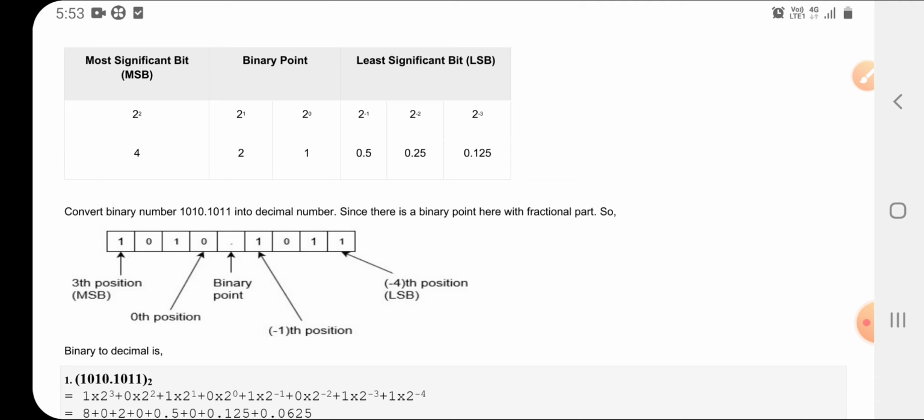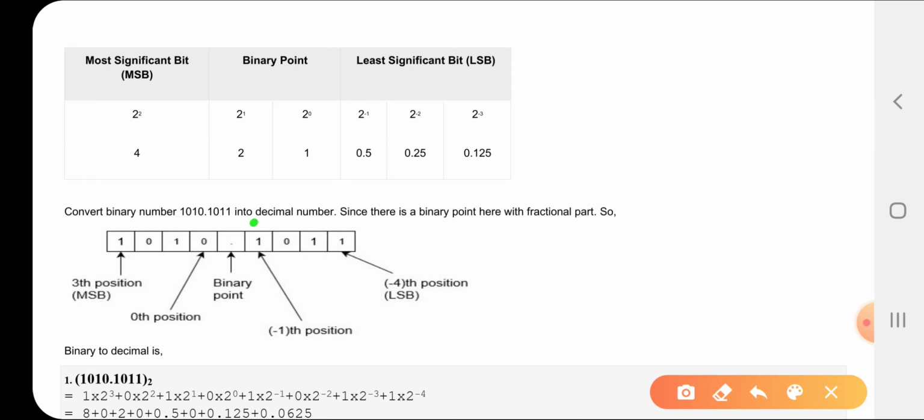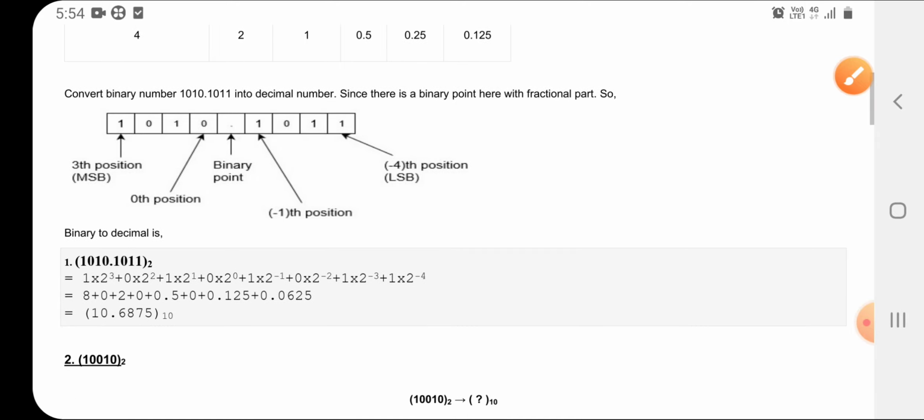So the binary point is there. Before the binary point, they have divided into the 0th position, first position, second position and the third position. Likewise, after the binary point, you have the -1 position, -2 position, -3 position, and the last one is the -4 position. Okay.